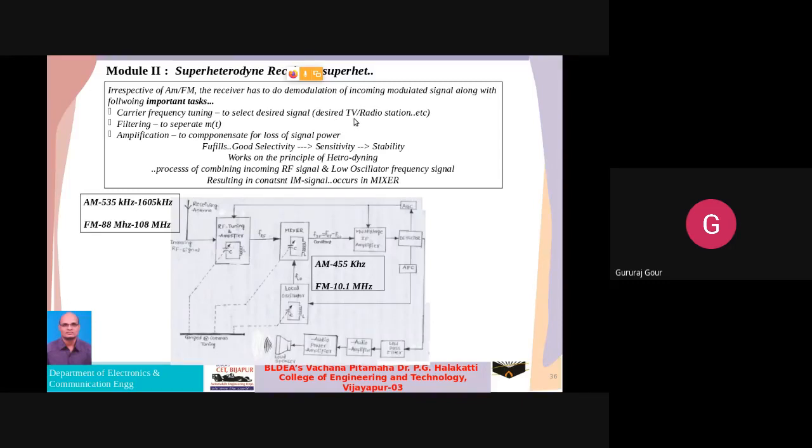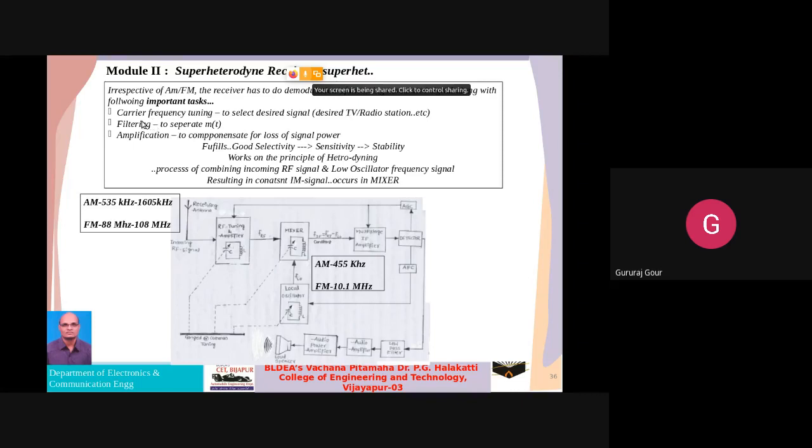Because we are sending too many signals to the receiver, at the receiver side we are getting more than one signal. In that case, which one do we have to choose? For example, if you want to choose a particular radio or television station, with the remote you change the channel numbers. So here the carrier frequency tuning is happening, because each channel is tuned to a different particular frequency.